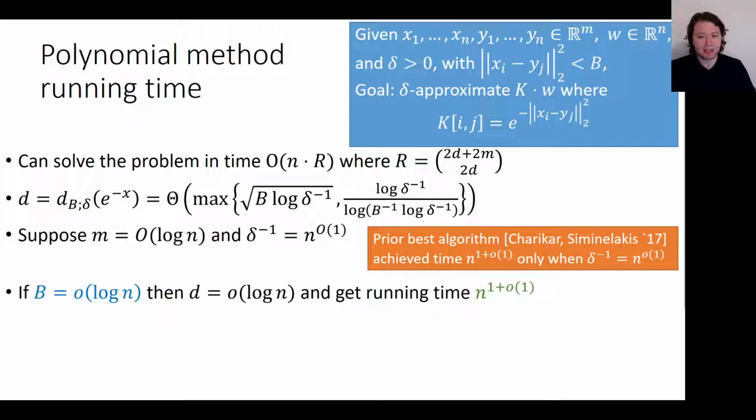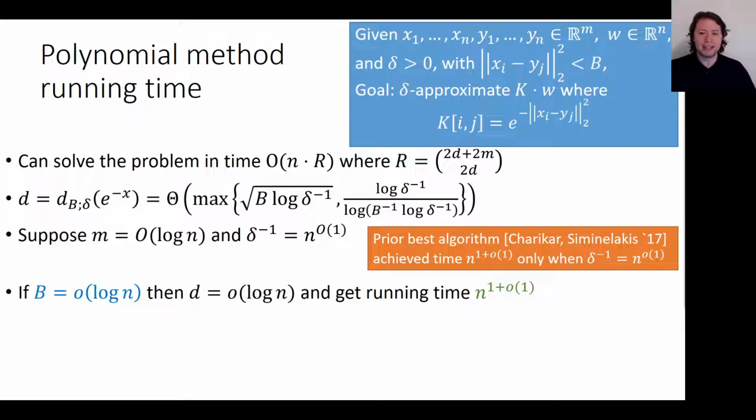So if b is little o of log n, then you can compute that we're in this second case of the maximum, and the degree is like log n divided by some super constant denominator. And so the degree is actually small o of log n. It follows that r is n to the little o of 1, and you actually get running time n to the 1 plus little o of 1. So we get a new near linear running time in a new parameter regime.